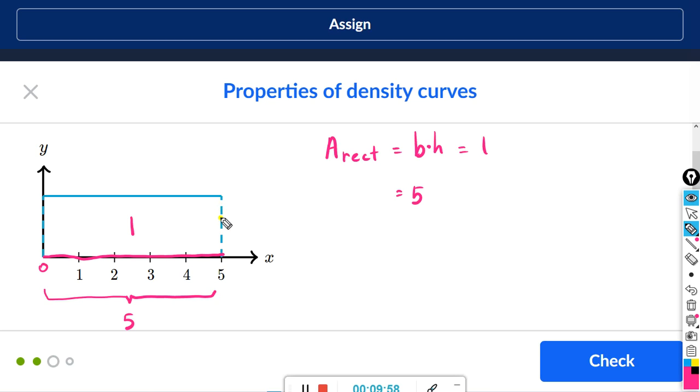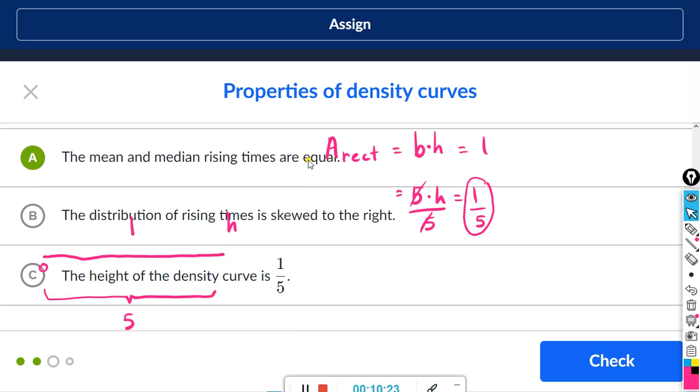For the height, we don't know the height, so we're going to solve for height. Base times height equals 1. Dividing both sides by 5, 5 over 5 cancels, and the height is 1/5. So, answer C, the height of the density curve is 1/5. That is true.